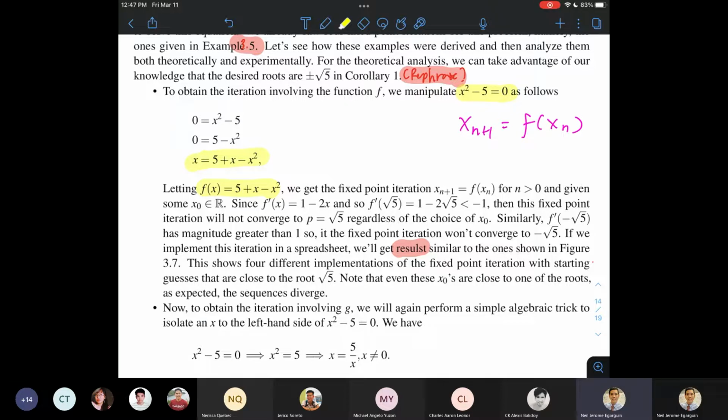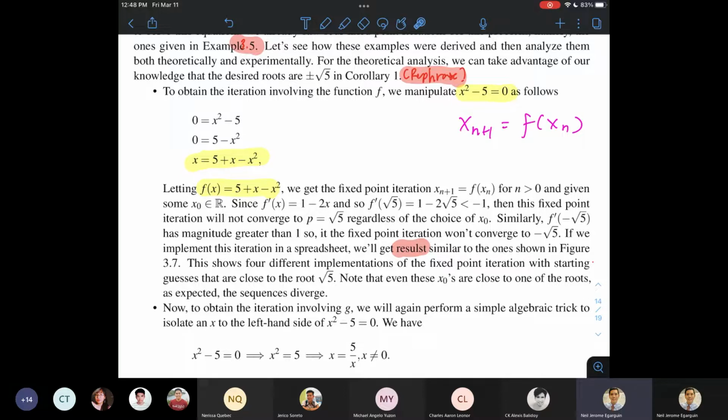Tapos, ito yung sinabi kanina, kaya ako nasabi na yung square root of 5 ay fixed point nung 5 plus x minus x squared. Okay? So starting from the equation that you want to solve, play with it, be creative with it, do some algebraic manipulations to get a fixed point of the form x equals something or x equals a function f. Okay? Ganito ko nakuha yung nandun sa una nating example. Okay? Now, what is the fixed point iteration? The fixed point iteration is x sub n plus 1 equals the function value at x sub n. And we are free to choose whatever initial condition we want.